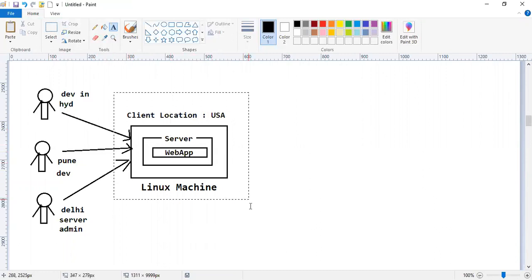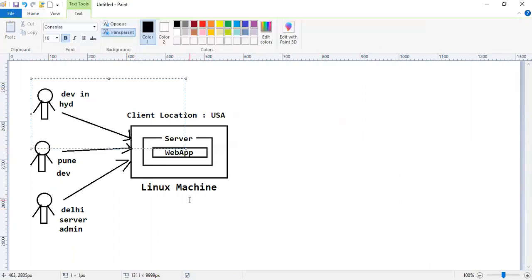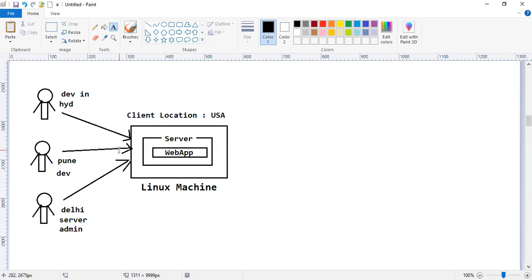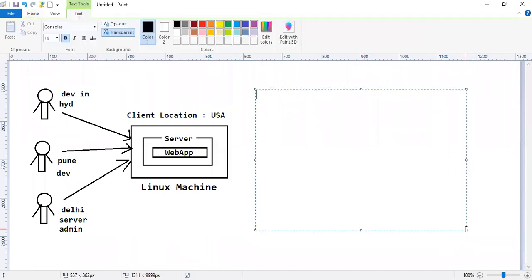If you go for Windows, is it possible? No, Windows is a single user operating system. If one user is connected to Windows by using RDP, the second user has to disconnect. If a second user connects, the first user has to disconnect. Windows is a single user based operating system. Linux is a multi-user operating system. Multiple users can connect to the Linux machine at a time.